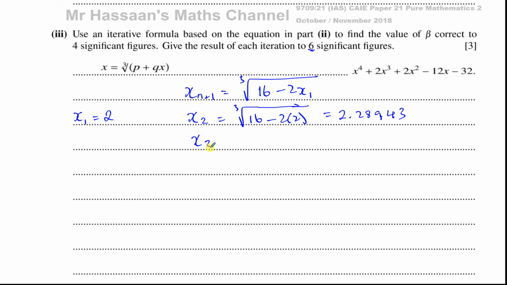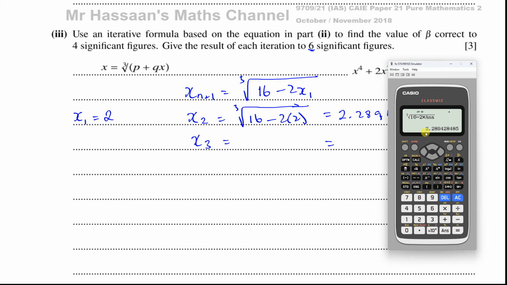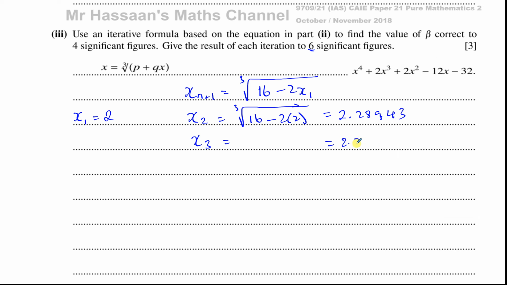So now I'm going to find what x3 is, and I'm going to take the same procedure. I'm just going to replace this with 2.28943. We don't have to type that in because this is now the new answer in my calculator. So when I press equals now, it's going to put this number in that place, exactly what we want to do. So I'll press equals again. It gives me 2.25201.